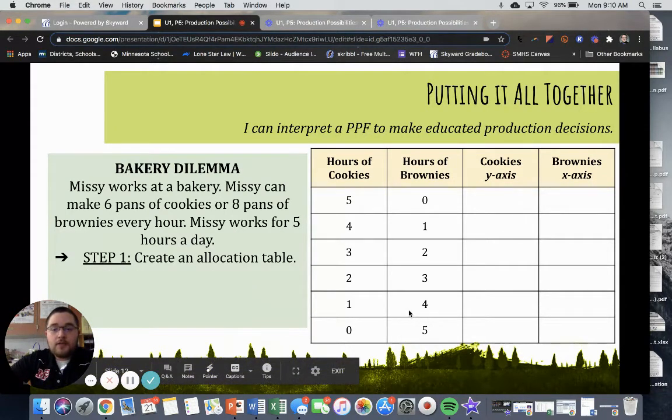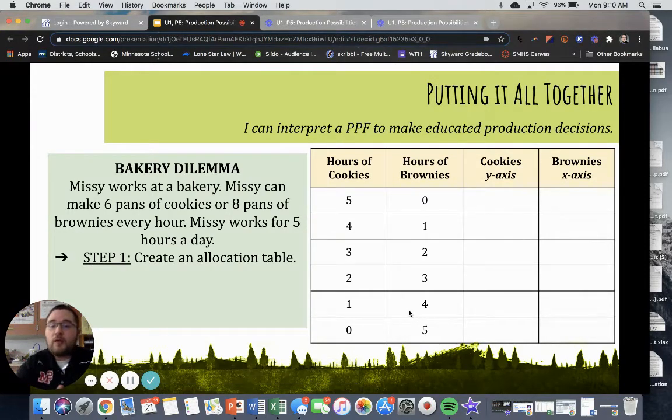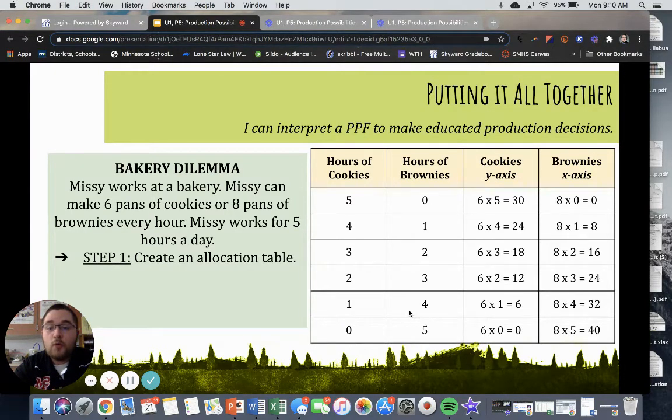Okay. So first step, create an allocation table. I've given you a nice little template over to the right. So how do you suppose you'd go about figuring out how many cookies can be made and how many brownies can be made? Well, it's as simple as some plug and chug math. We know that in an hour, Missy can bake 6 pans of cookies, right? And she spends 5 hours making cookies. So what we do in this particular example is we take 6 pans times 5 hours to get a total of 30 pans of cookies made in 5 hours.